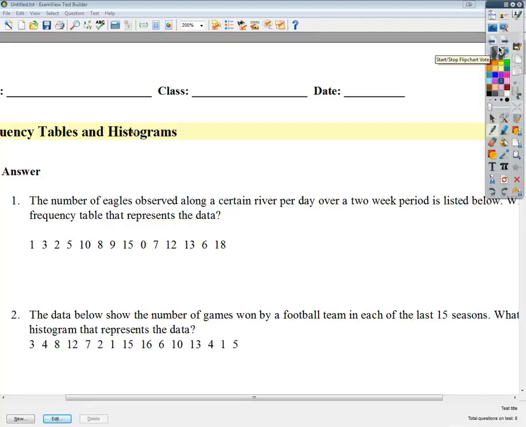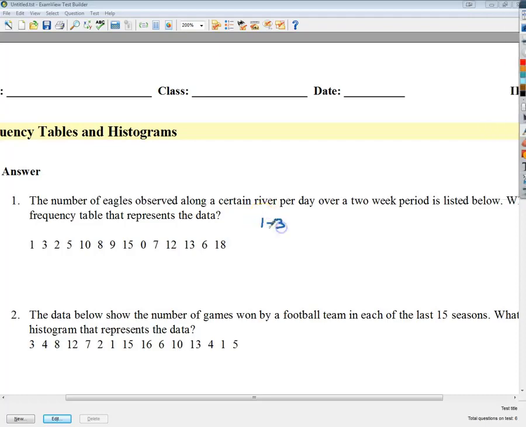So the first one says that the number of eagles observed along a certain river per day over a two-week period is listed below. Make a frequency table that represents the data. So I'm going to look, and I see that the numbers go from about 1 to 18. A reasonable number of groups would probably be, let's say, 5 groups maybe, or we could do 6.